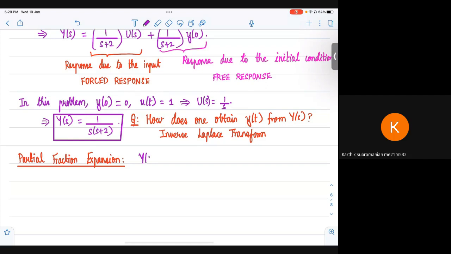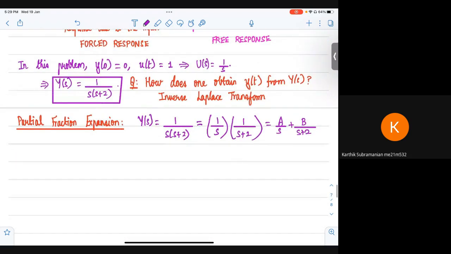So what is our y of s? It is essentially 1 divided by s times s plus 2. In partial fraction expansion, we essentially split it into different terms. So I can write it as 1 by s and 1 by s plus 2, right? I can rewrite this expression into these two terms. We want to find numbers a and b such that I can rewrite this product of 1 by s and 1 by s plus 2 as the sum of a by s plus b by s plus 2. Okay, so that's what we want to do.